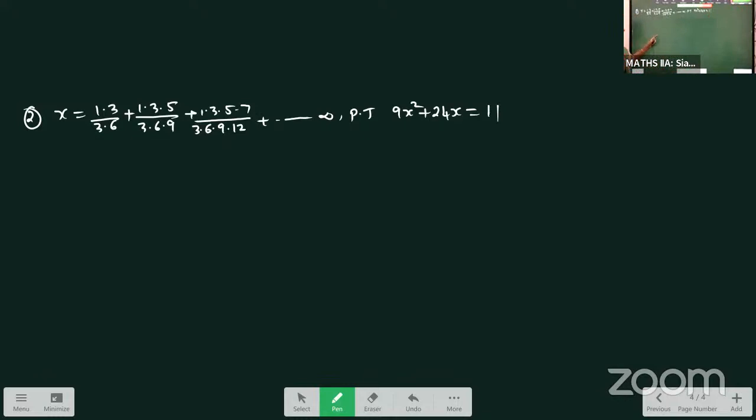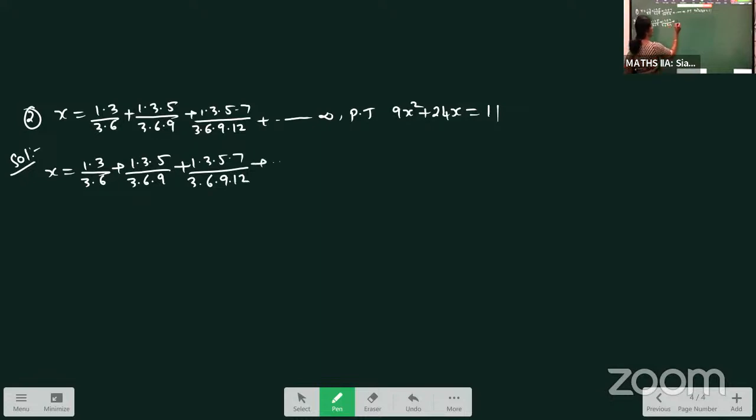Same type of question. As I said, if infinity is there, blindly go for an infinite series question. The solution goes like this. X is equal to, here also small x is given, 1 into 3 by 3 into 6, plus 1 into 3 into 5 by 3 into 6 into 9, plus 1 into 3 into 5 into 7 by 3 into 6 into 9 into 12, plus so on to infinity.